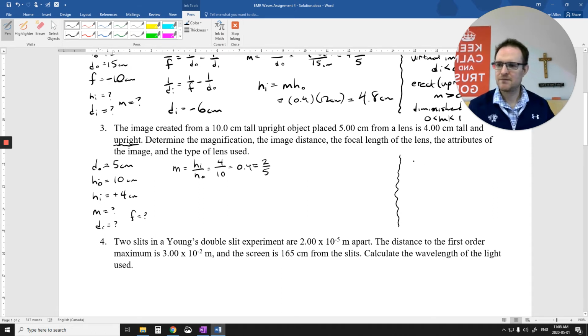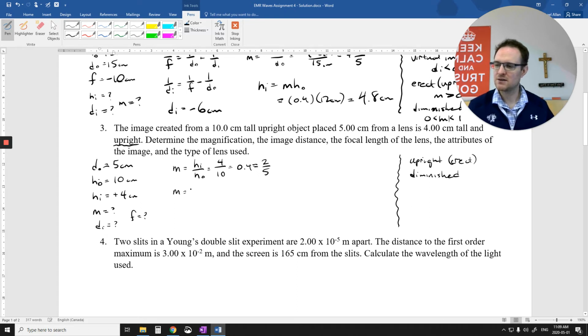Attributes of the image. Based on just what we know, we already know a few things. We already know it's upright, or erect, because it just tells us. What else do we know? We know it's diminished because it tells us. We just have to determine if it's real or not. That's going to be for my DI. So let's do that one here.